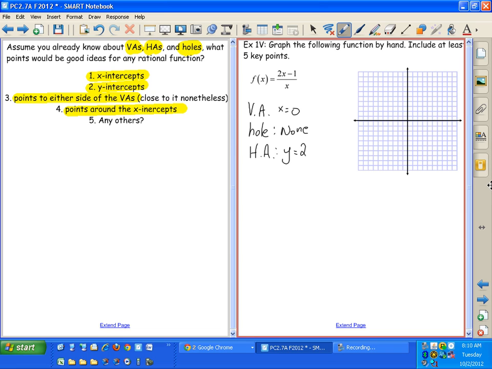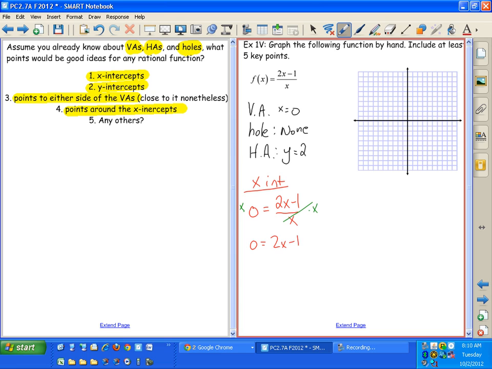So let's look for x-intercepts of this graph. X-intercepts mean that y is equal to 0, because if we're looking for where we're crossing the x-axis, that is where y equals 0. So I'm going to set it up so that 0 equals (2x minus 1) over x, and solve for x. If I multiply by x on both sides, these x's go away, and I'm still left with 0 equals 2x minus 1.